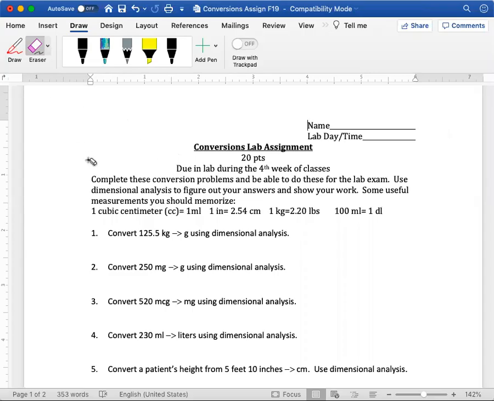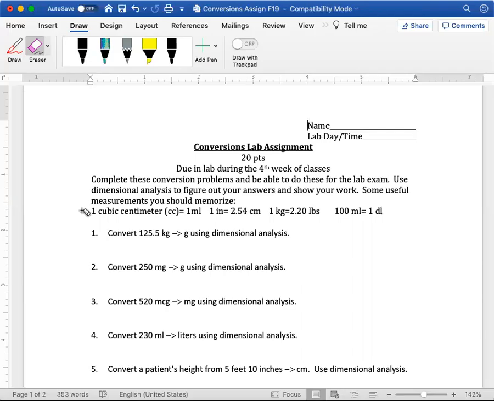So check your syllabus. I want you to complete these conversion problems and be able to do them for the lab exam. I want you to use dimensional analysis to figure out your answers. Make sure you show your work. Don't just write an answer. I need you to work through this.